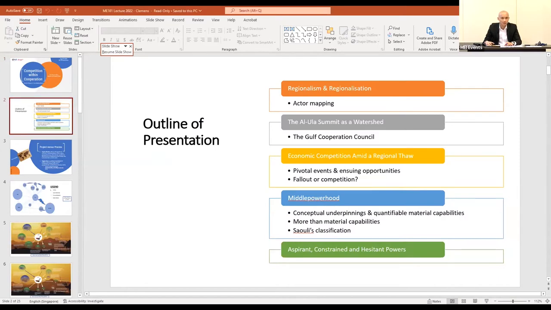But what we are also seeing is the US recalibration of its policies in the region, and we'll come to that later, and how this is perceived by the Gulf states, and how they adjust their policies accordingly. Of course, middle powerhood has to be measured in terms of the material capabilities of the individual states of the region, but more importantly, by their willingness to act or have a proactive foreign policy.